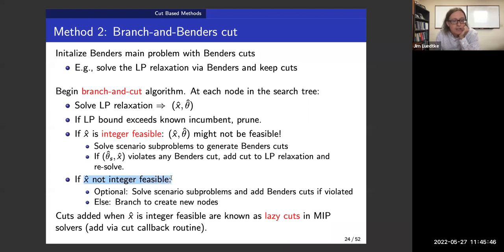If x hat is not integer feasible, then I always have the option to just branch and create new nodes. Or I could also add some Benders cuts at that point to try to improve the LP relaxation, but that's strictly optional. That's only a computational enhancement. Just as a terminology point, this step where I add cuts into my formulation even though my solution is integer feasible, those cuts have a name that's often used in integer programming solvers. They're called lazy cuts. It's good to know that terminology for looking up how to implement these things.